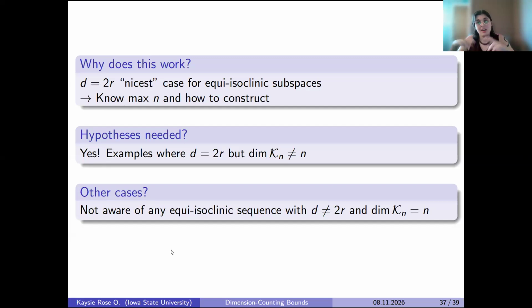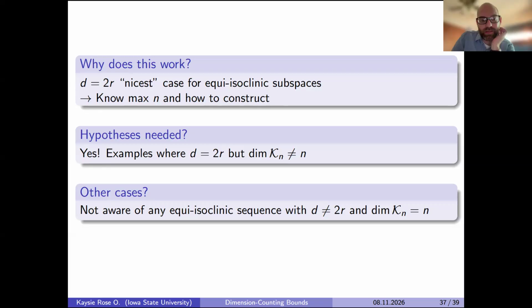And finally, we don't currently know any equi-isoclinic sequences where D is not 2R and dim Kn equals n is satisfied. We certainly don't know of another infinite family. We have some weird stuff like some infinite families where this doesn't happen. If D is 2R plus 1 and R is even and you're in the reals, you know that this can't happen.